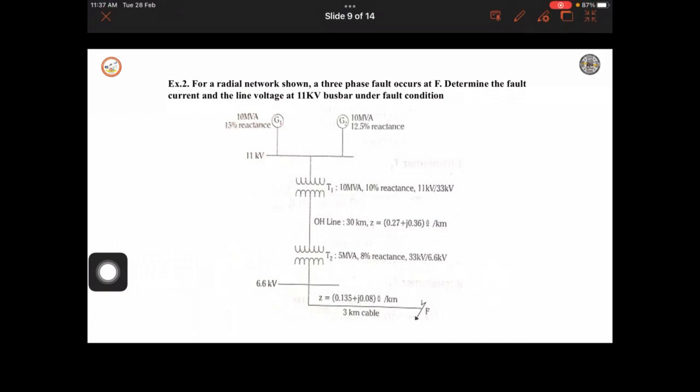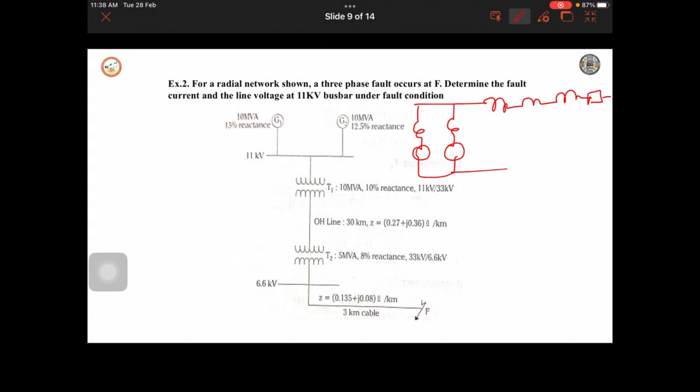I will write the equivalent circuit, and we will see two generators connected in parallel. Generator 1, generator 2 are connected in parallel, and it is with the transformer, then the transmission line, one more transformer, and then we have a feeder. So, here the fault happens. Here are generator 1, generator 2, transformer 1, transformer 2, then the transmission line and the feeder.